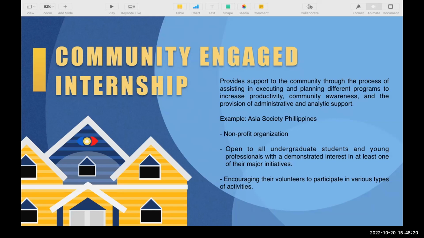One of the examples is Asia Society Philippines, which is a nonprofit organization open to all undergraduate students and young professionals with a demonstrated interest in at least one of their major initiatives. They are focused on encouraging their volunteers to participate in various types of activities depending on their knowledge, interest, and availability, as well as giving them the opportunity to realize their potential and their contribution to be recognized.